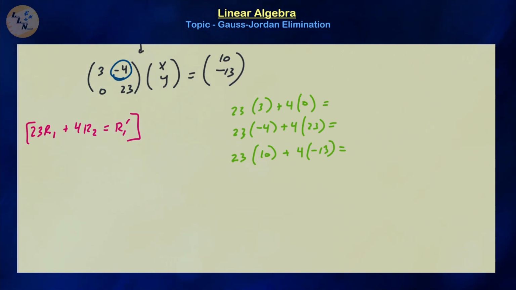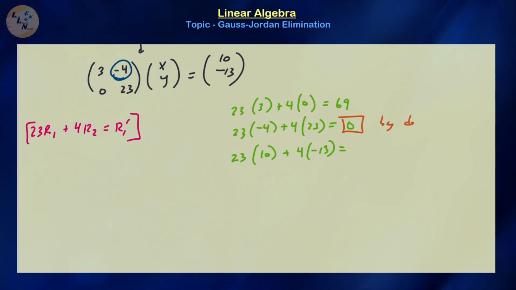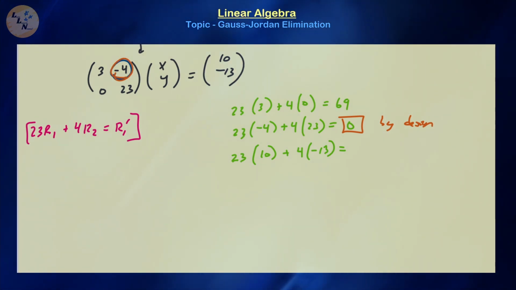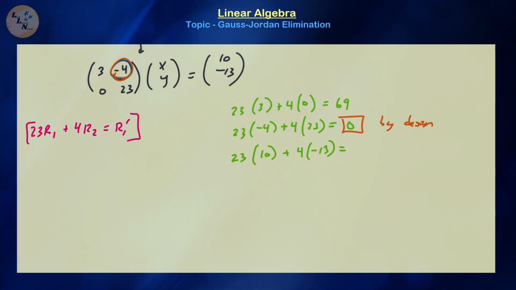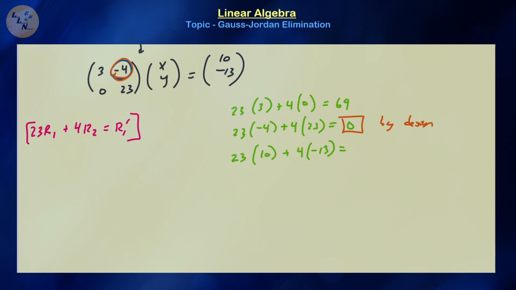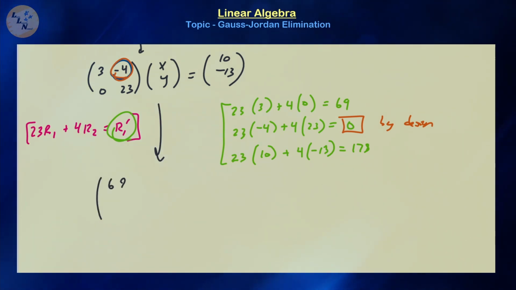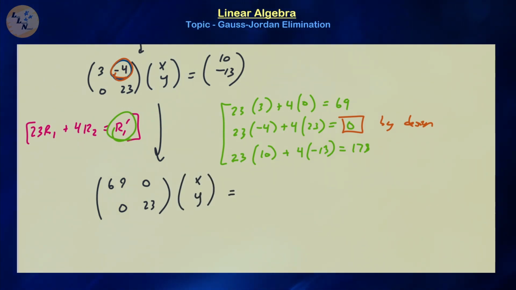So 23 times 3 plus 4 times 0 is just going to give us 69. 23 times minus 4 plus 4 times 23 is going to give us 0. Keep in mind, this is equal to 0 by design, because we're focusing on that particular term in order to make it 0. If it's not equal to 0, then you've done something wrong. Lastly, 23 times 10 plus 4 times minus 13 is going to come out to 178. So that is our new row 1, and our new system turns into [69, 0; 0, 23] times (x, y) is equal to (178, -13).